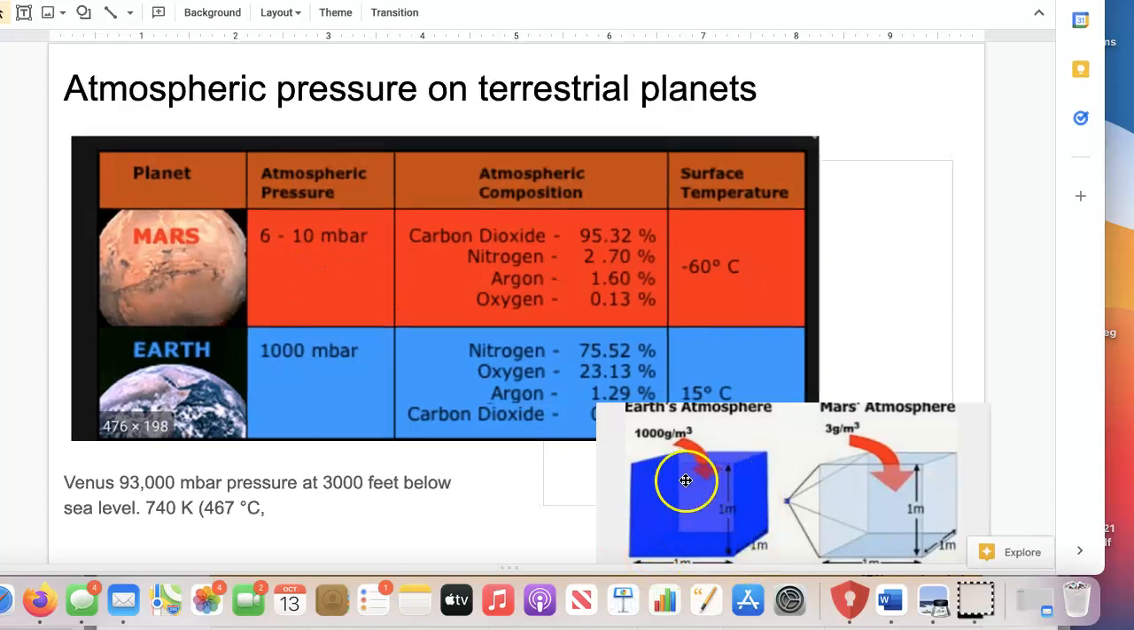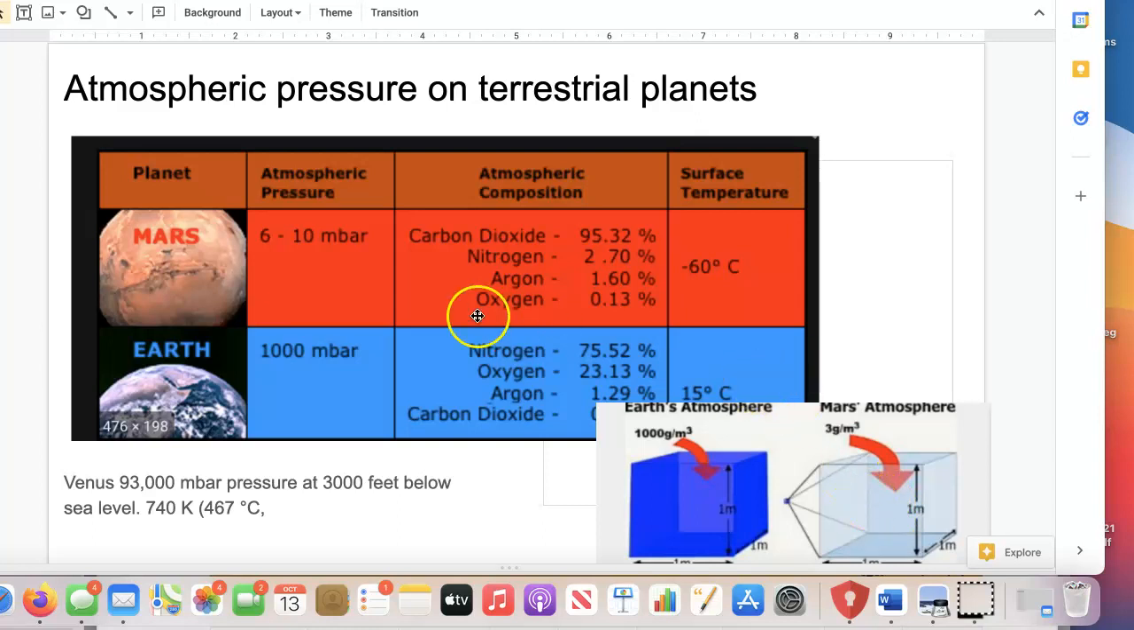That means if you had a meter cube, you just got a meter of Earth's atmosphere on the surface, it would have 1,000 grams per meter cube, which would be one bar, or 1,000 millibars. And on Earth, there would only be 3 grams in every meter cubed.